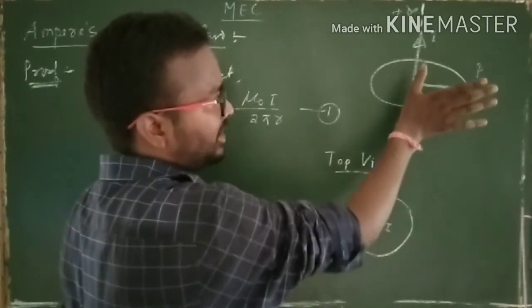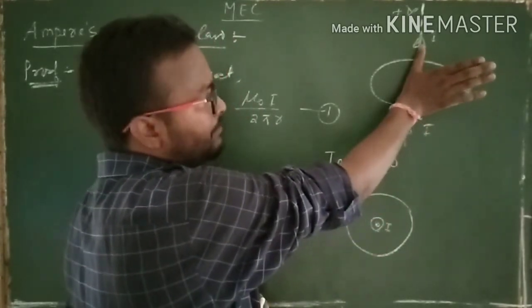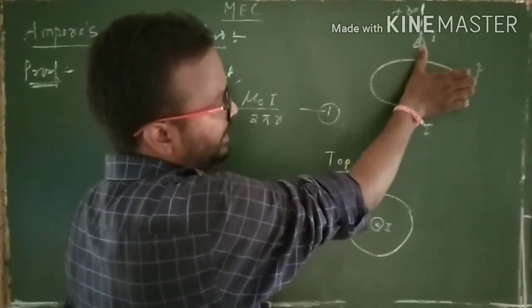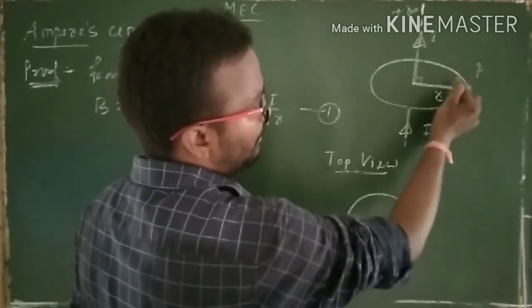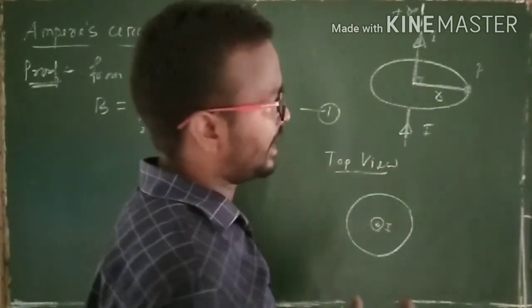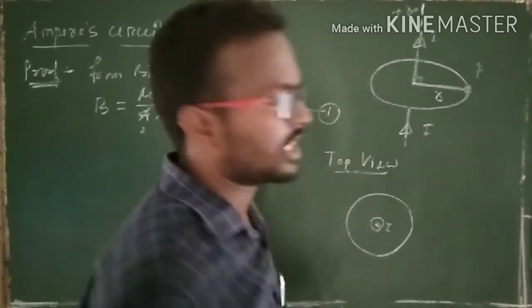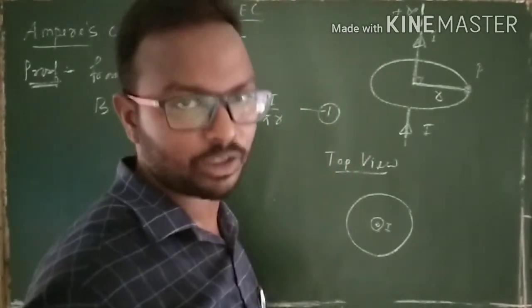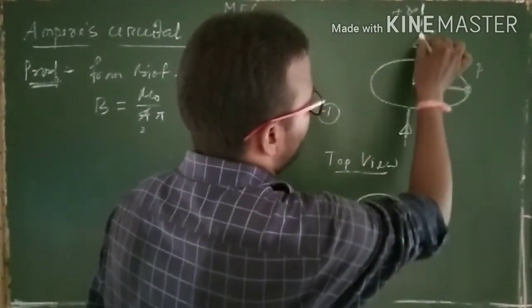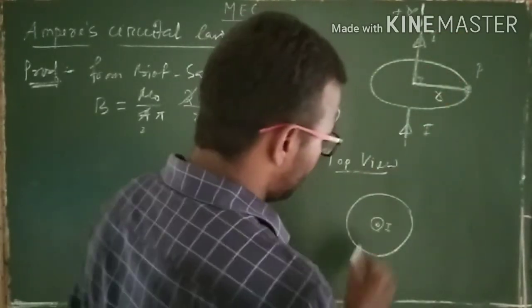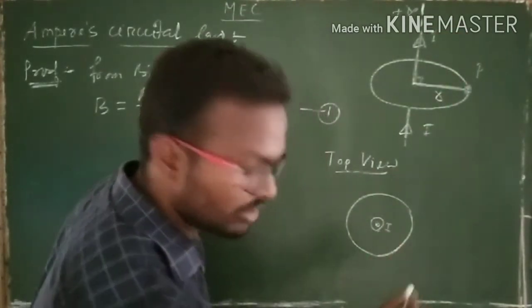the thumb indicates the direction of flow of current, and the curled fingers indicate the direction of magnetic field lines. The magnetic field lines form concentric circular rings around the conductor. Clear? So this is the direction of flow of current, which is coming outward.